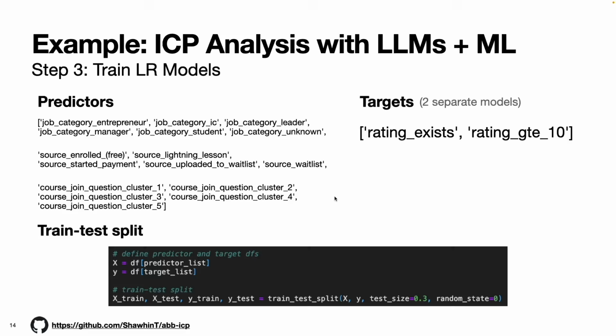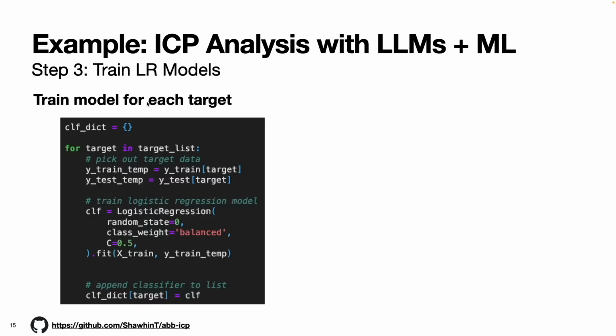Once we've defined the targets, we can do our training and testing split. So here I'm using this train test split function from the scikit-learn library, and I'm using 70% of the data for training and 30% for testing. Next thing is I train a model for each target.